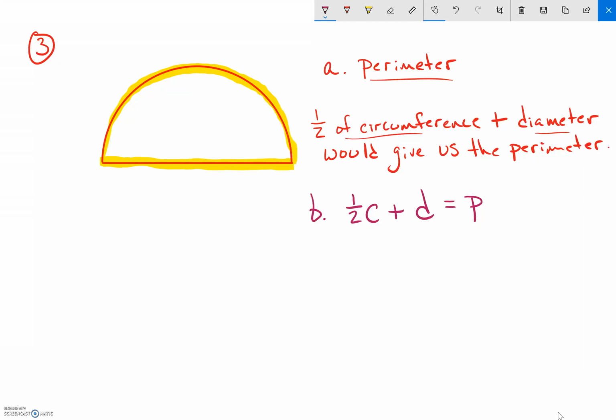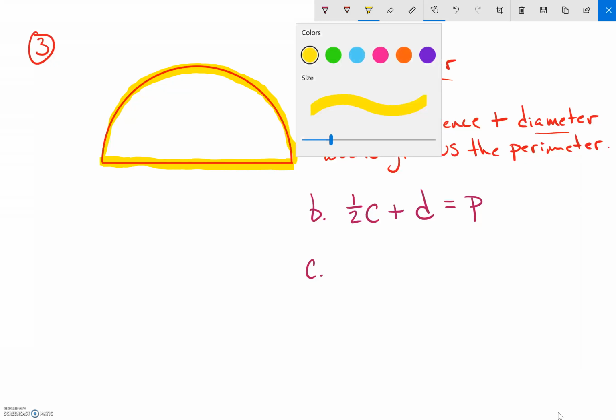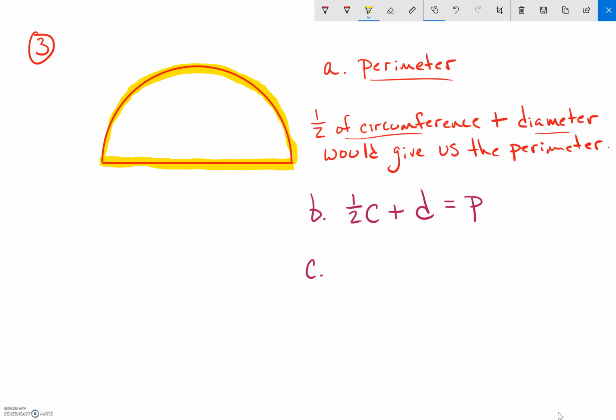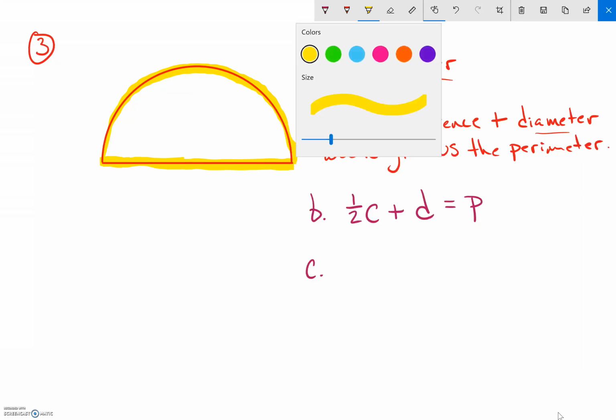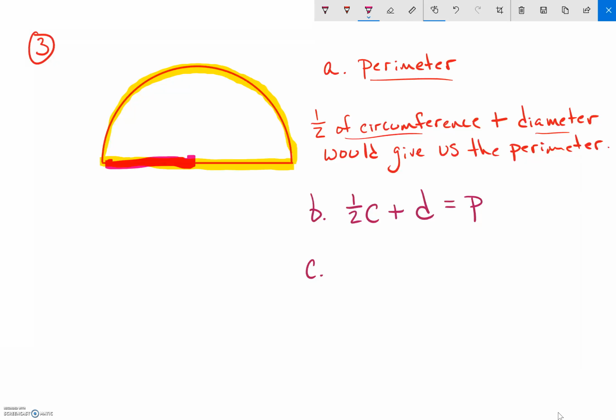It says part C, write another algebraic equation to represent the perimeter of a semicircle using R to represent the radius. So the only difference in that would be that the radius is this distance. The radius is halfway across the circle, half of the diameter. So if we were going to use radius, it's going to be half of the circumference plus 2 times the radius, because we would need 2 of them to equal the diameter, equals perimeter. So those are your solutions for number 3.